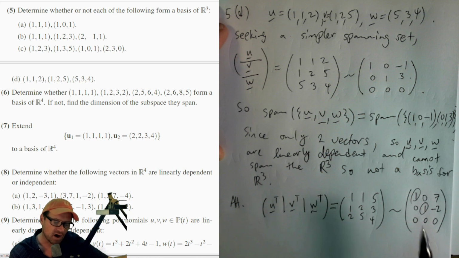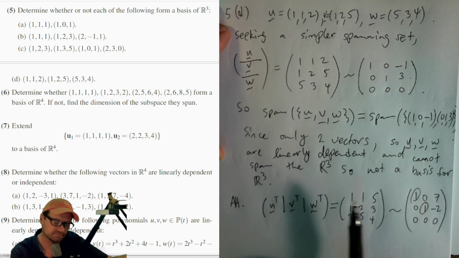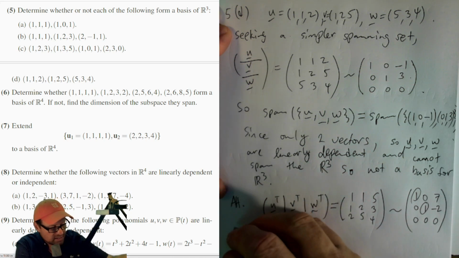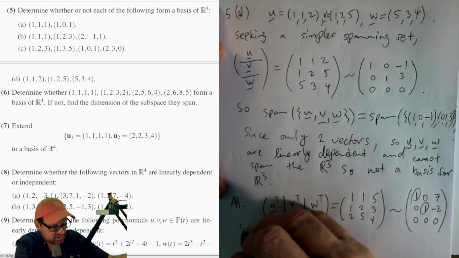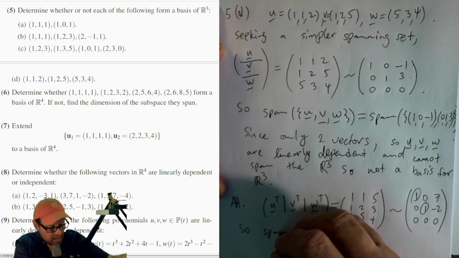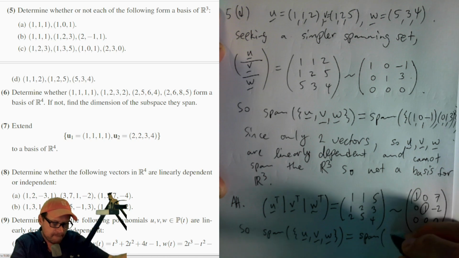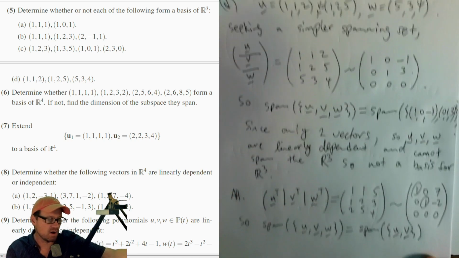So to find a simpler spanning set, what we do is we identify which columns these are in, look at the columns of the original matrix, and so we can see that that is U transpose V transpose. So we learn then that span UVW is equal to span of U and V. So again, we see that this is not a basis.